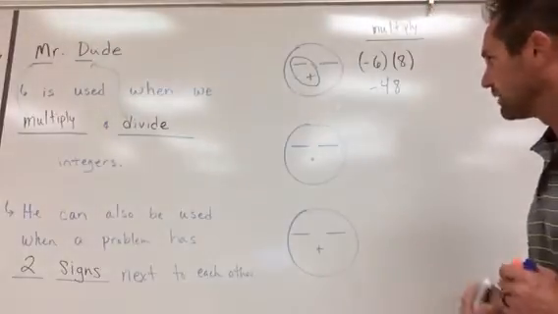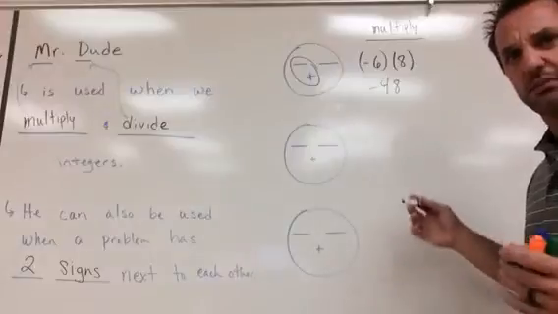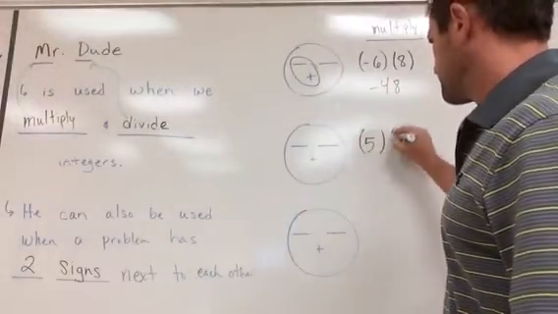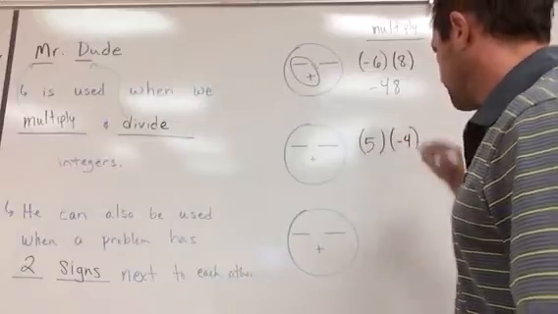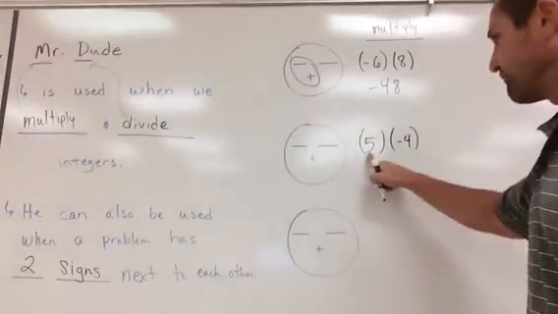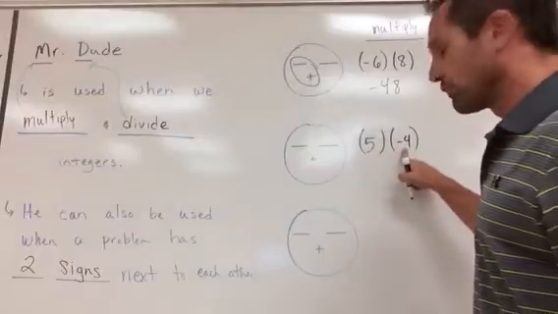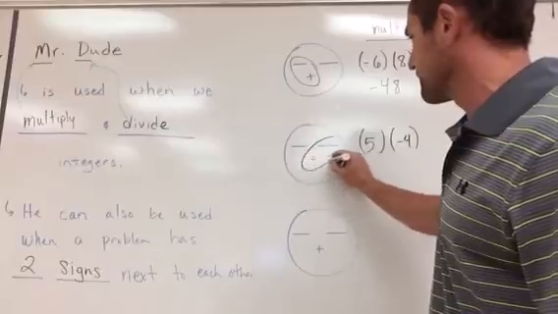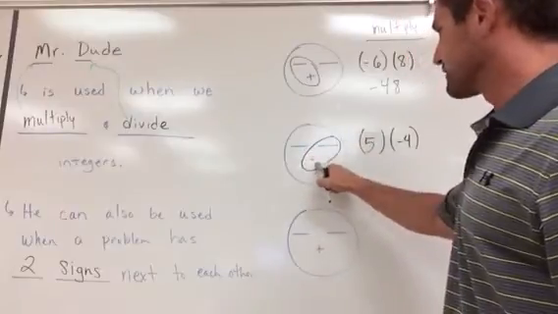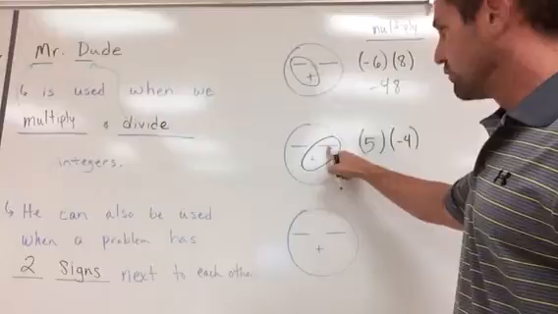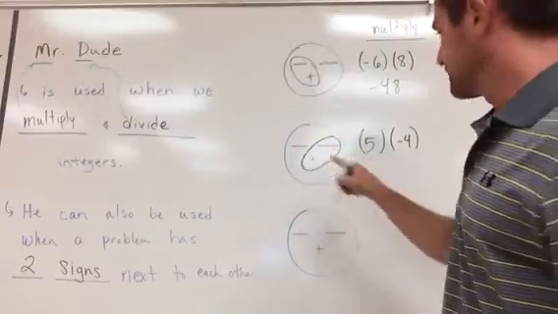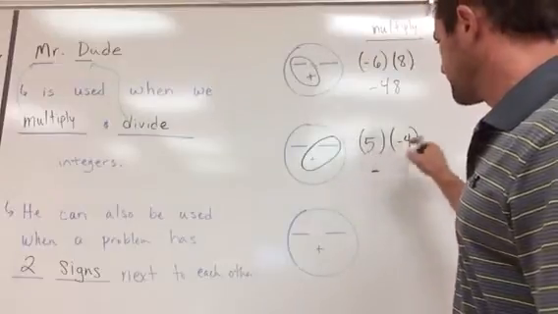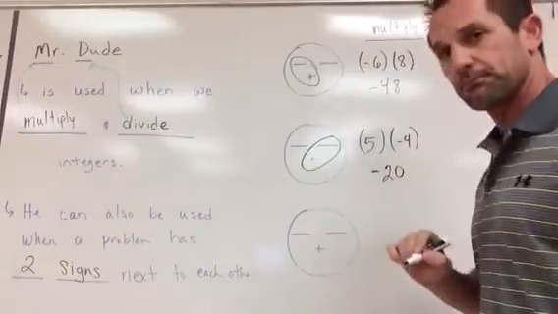Okay? Does that make sense? Let's try another example. Let's try 5 times a -4. Okay? Our 5 is positive. Our 4 is negative. So on our sign here, I'm going to circle the negative and the positive. +5, -4. What's left over? A negative. So again, this tells us that my answer is going to be negative. And 5 times 4 is 20.